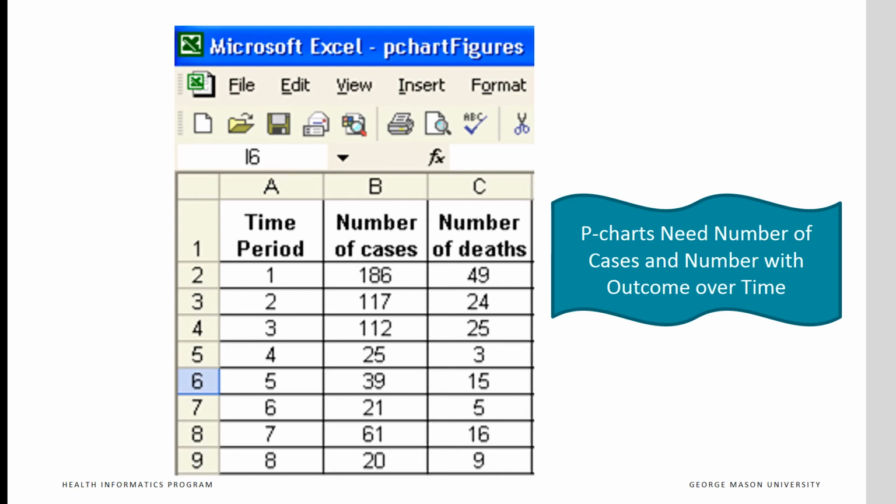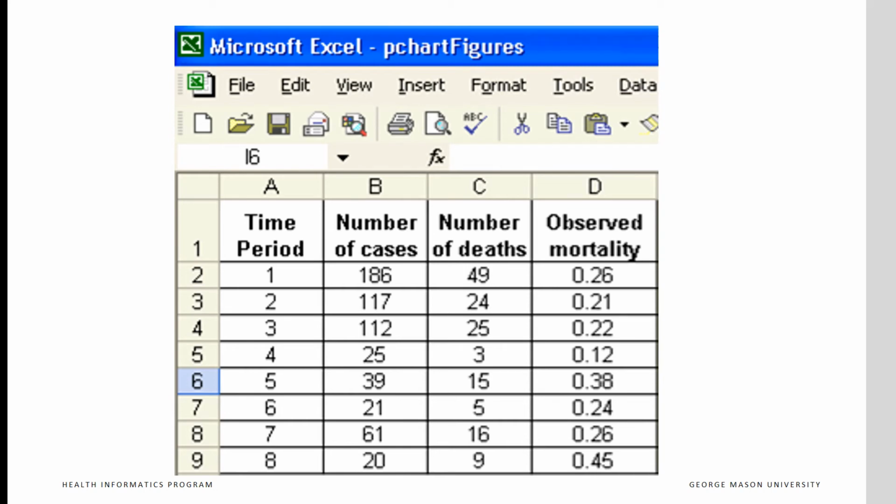We will demonstrate the creation of P-charts by analyzing these 8 time periods. Note that for each time period, we see the number of cases and the number of deaths. That's the data needed for the P-chart. The observed rate of mortality for each time period is given by dividing the number of deaths in the time period by the number of cases in that time period. For example, the observed rate of mortality in the first time period is calculated as 49 divided by 186.